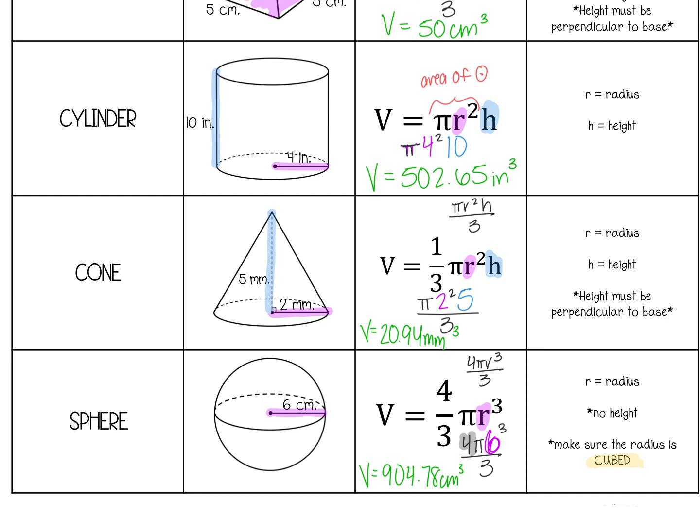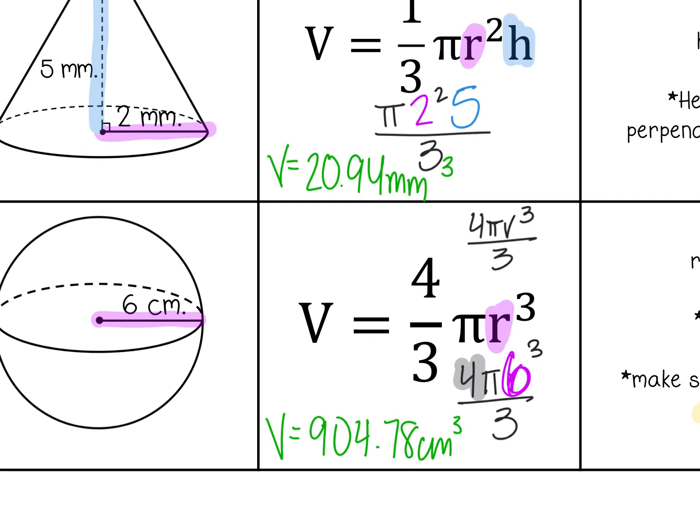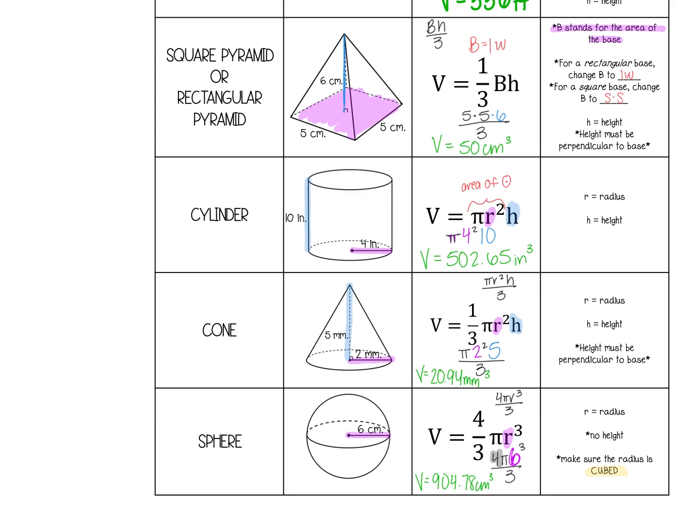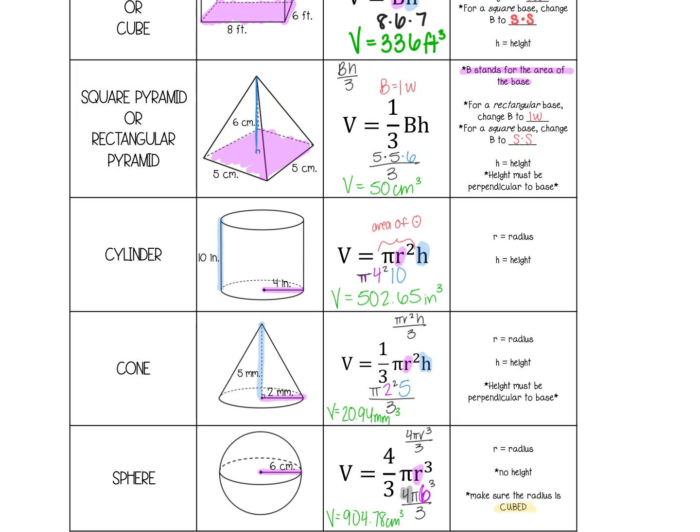We're good? Did we all find it? We all get the right answer? Okay, what's up? So this is the exponent button. So I did 4 pi 6 to the power of 3. And then I did divided by 3. All right, this is a lot, but it's just a matter of plugging in, so a matter of knowing what is what.